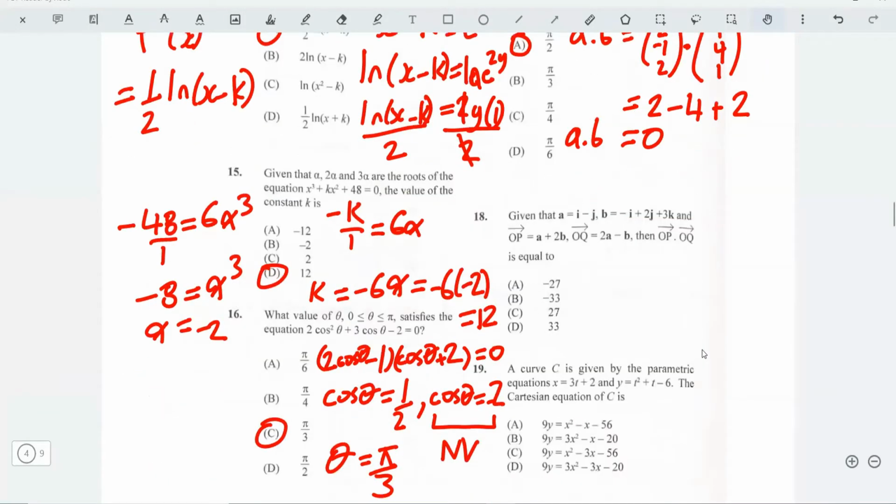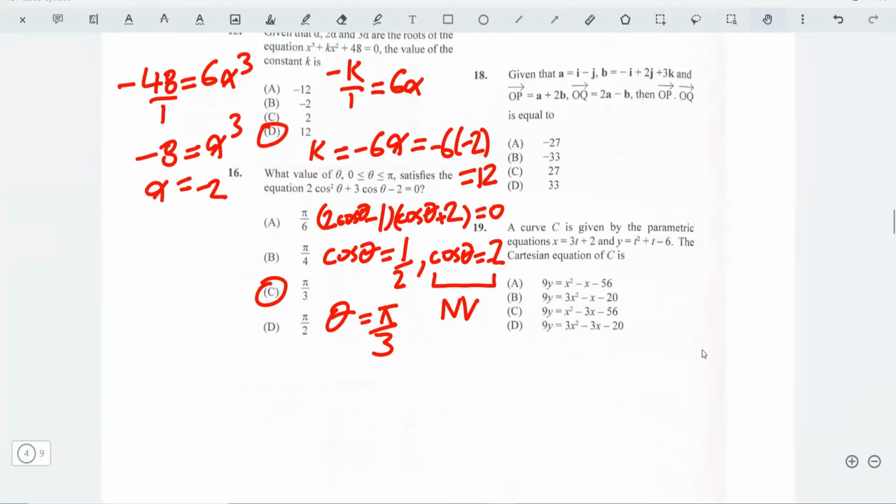Nice. Question 18 says, given that A is i minus j, B is minus i plus 2j plus 2k, and OP is this and OQ is this, then OP dot OQ is? So OP dot OQ is just A plus 2B. But then they tell us what is, oh my God, that's so much work. So first thing, look at this.